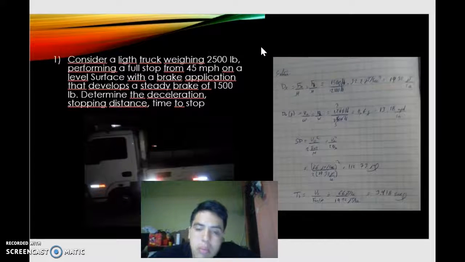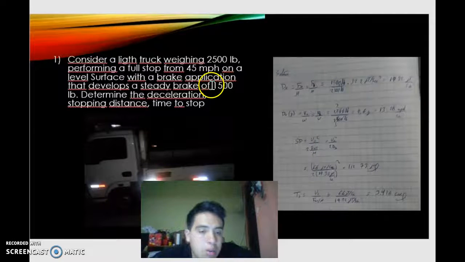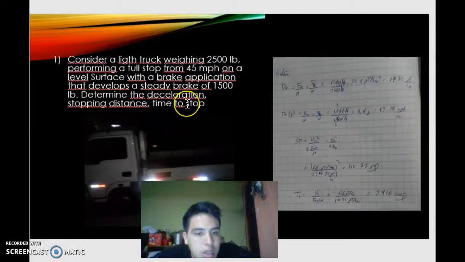Now we evaluate the problem and consider a light truck weighing 2,500 pounds and performing a full stop from 45 miles per hour on a level surface, with a brake application that develops a steady braking force of 1,500 pounds. Determine the deceleration, stopping distance, and time to stop.